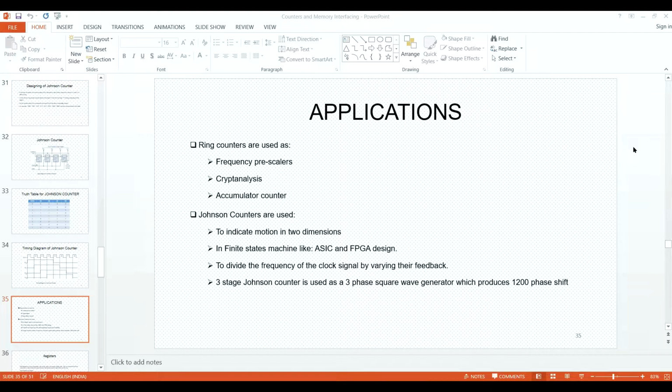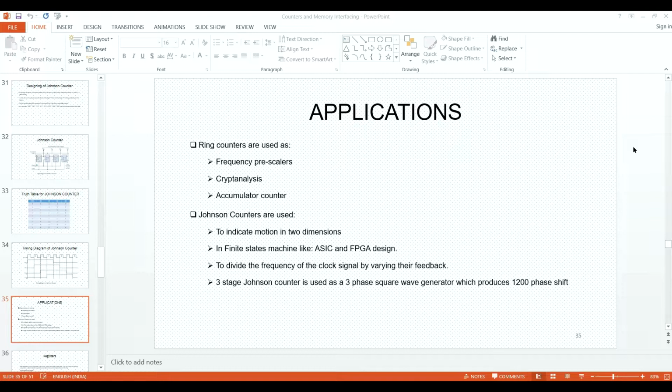We also discussed the modulus counter. We also discussed various timing diagrams. We understood what a timing diagram is, how we can make a timing diagram, and what kind of timing diagram is good for which kind of application. So that we discussed in the previous video. We also discussed the applications of the counters. I segregated the applications for Ring and Johnson counters, right?